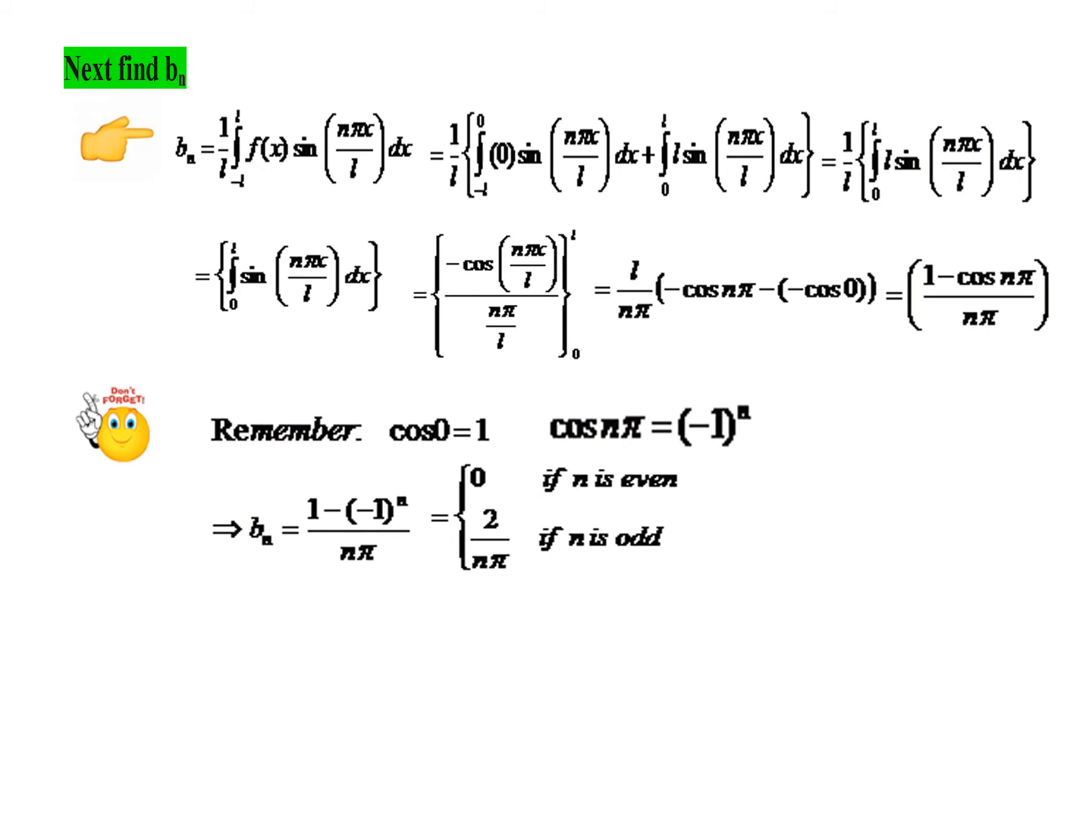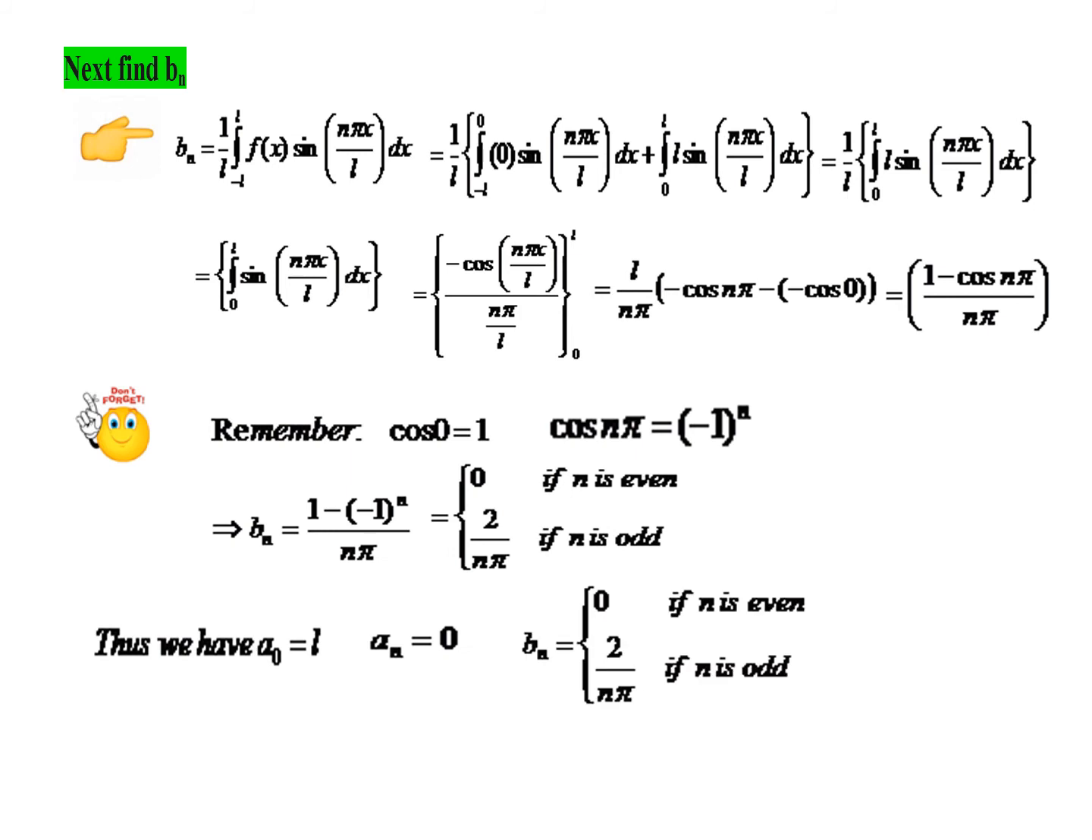So likewise, (-1)^4, (-1)^6, etc. When n is even, the value of bn is going to be 0. And whenever n is odd, the numerator will become 2, and bn is 2 divided by n pi. So we have got all the values: a0, an and bn.